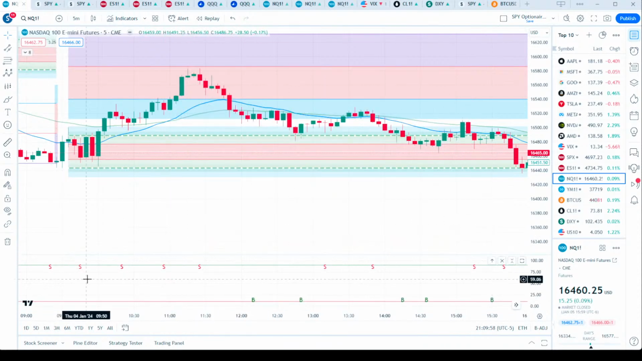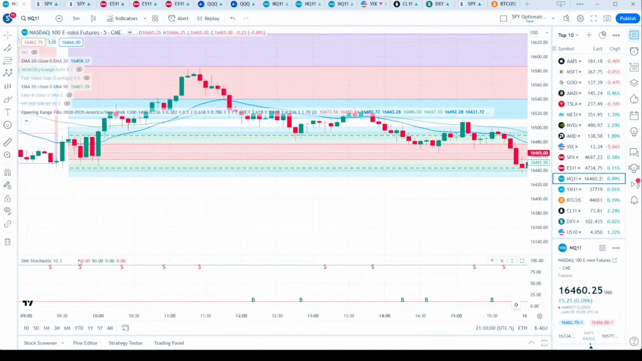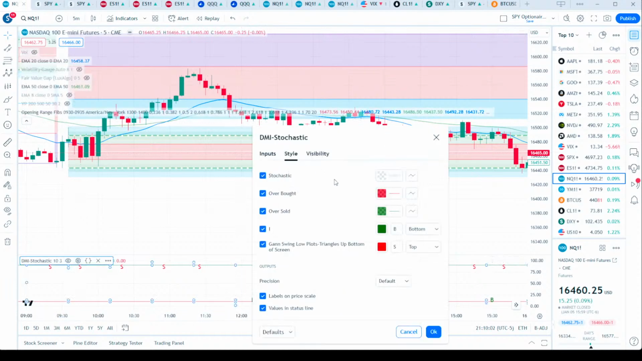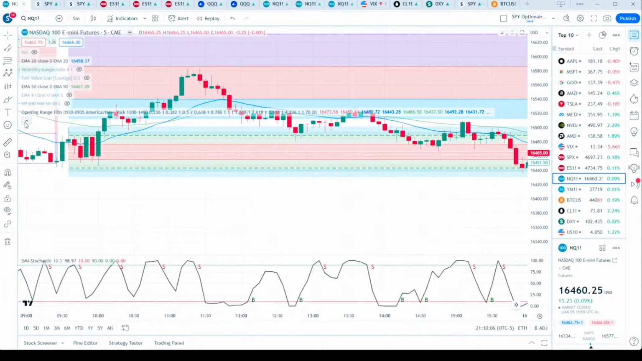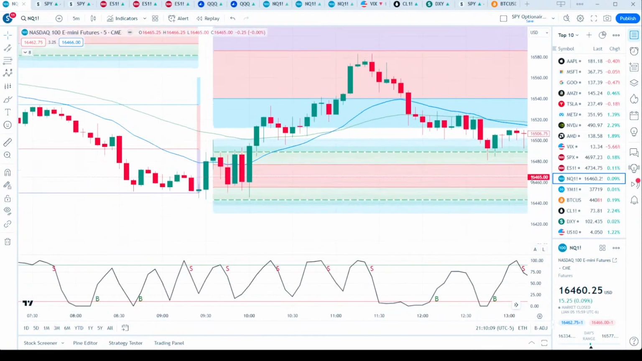I don't know why this thing wants to go to having the line be white for whatever reason. Probably because people use dark mode and I don't use dark mode. And then I would add on your DMI.